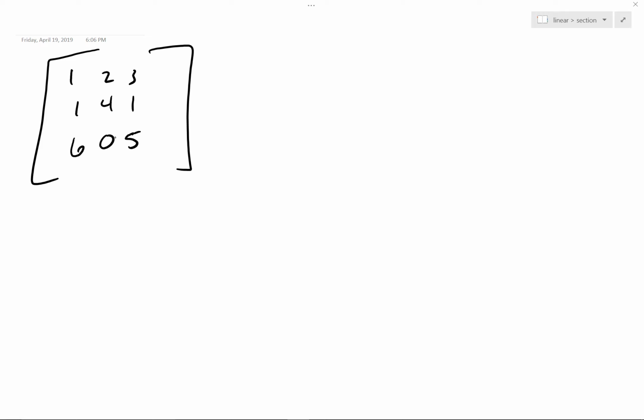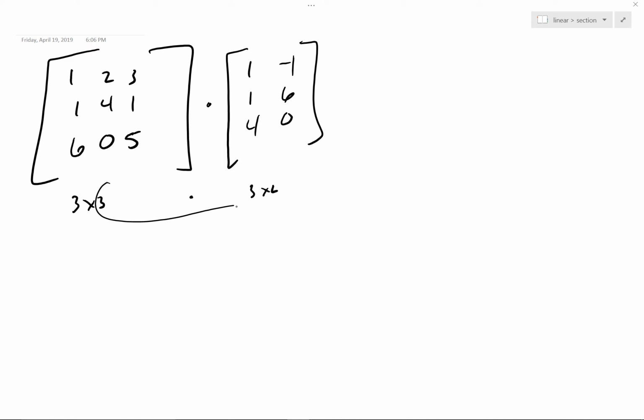Of course, if you were to multiply this, which is a 3 by 3, by the way, we notice that this is called a square matrix, because it has the same dimensions, row and column, times a 3 by 2. And when I multiply them this time, the middle numbers are the same, so I can multiply. The outside 2 will be my new dimension.